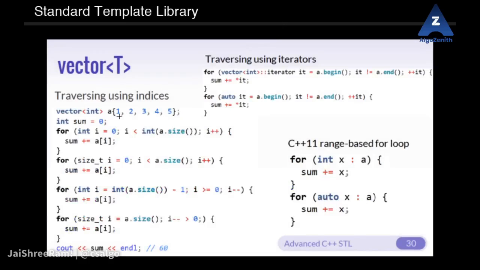If you want to traverse through arrays, you can also declare arrays in this fashion: 1 2 3 4 are the values, and then you have sum equal to 0. You can just use a loop, i equal to 0, i less than int of a dot size, i plus plus, and keep on adding the values at the ith index in the array. So you can access the vector's ith position in this fashion. Also you can use size_t, which is a dynamic type. Also you can keep integer i equal to the last element, so a dot size minus 1 is the last element, and from that you go backwards. This also works.